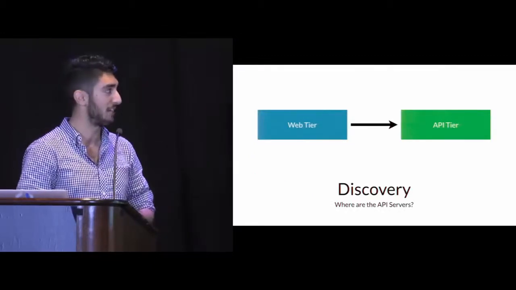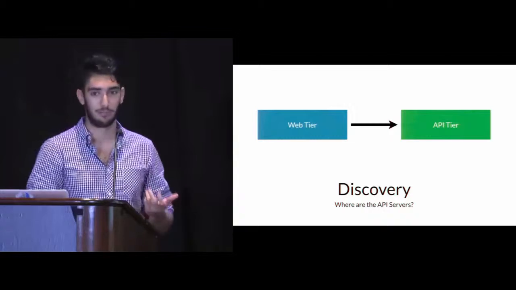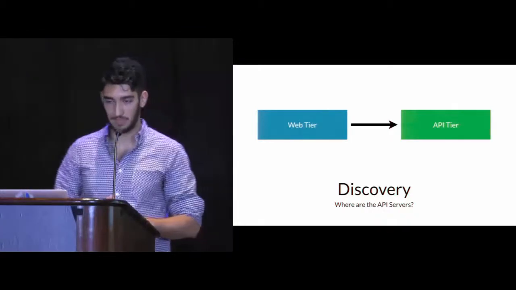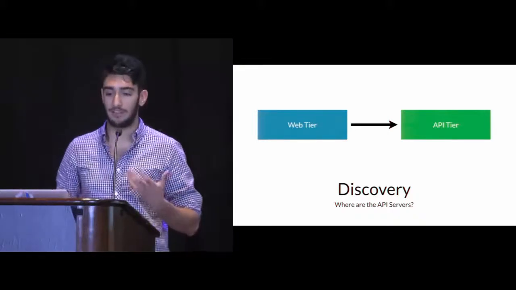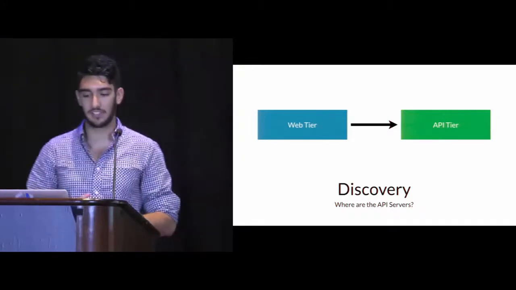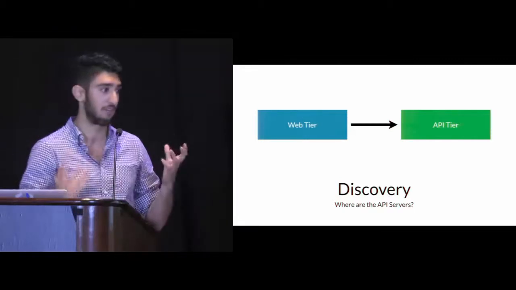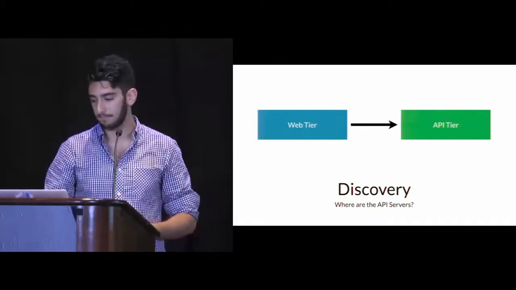Discovery is kind of the most immediate problem you run into when you move towards a service-oriented model. You have your web tier, you have your API tier. How do they find each other? How do you route traffic between the two tiers? So this is the discovery problem. How do you discover your other co-services?